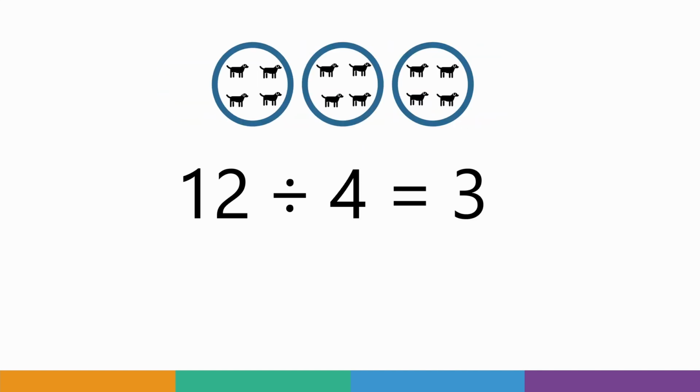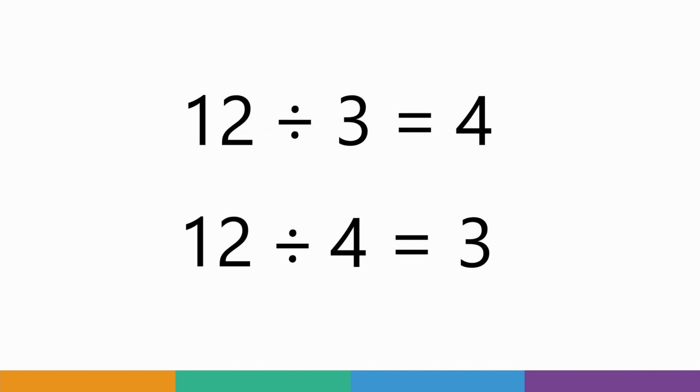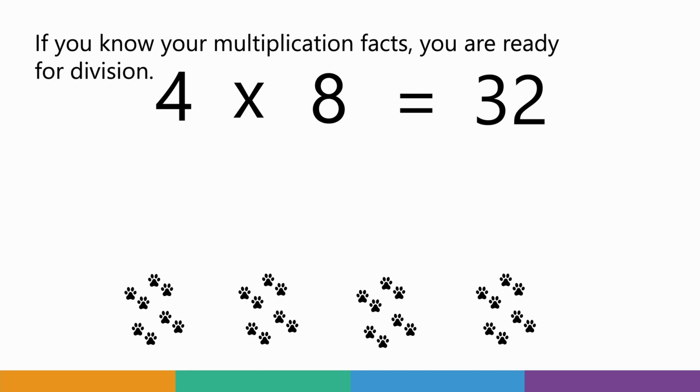12 divided by 4 equals 3. 12 divided by 3 equals 4. 12 divided by 4 equals 3. Do you see the relationship? If you know your multiplication facts, you are ready for division.